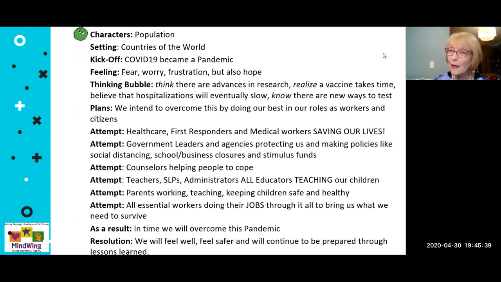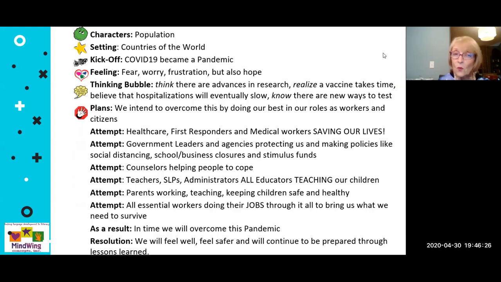The characters are the world population, the setting, the countries of the world. The kickoff, COVID-19, became an epidemic. And of course, it was a novel virus, even though we had coronaviruses before. This was very different. The feeling of everybody involved was fear, worry, frustration, but underlying that, there was the hope. What did we think? We thought there would be advances in research, or there are. We realized a vaccine was going to be developed. We believed that hospitalizations would eventually slow. We knew that there are new ways to fight viruses.